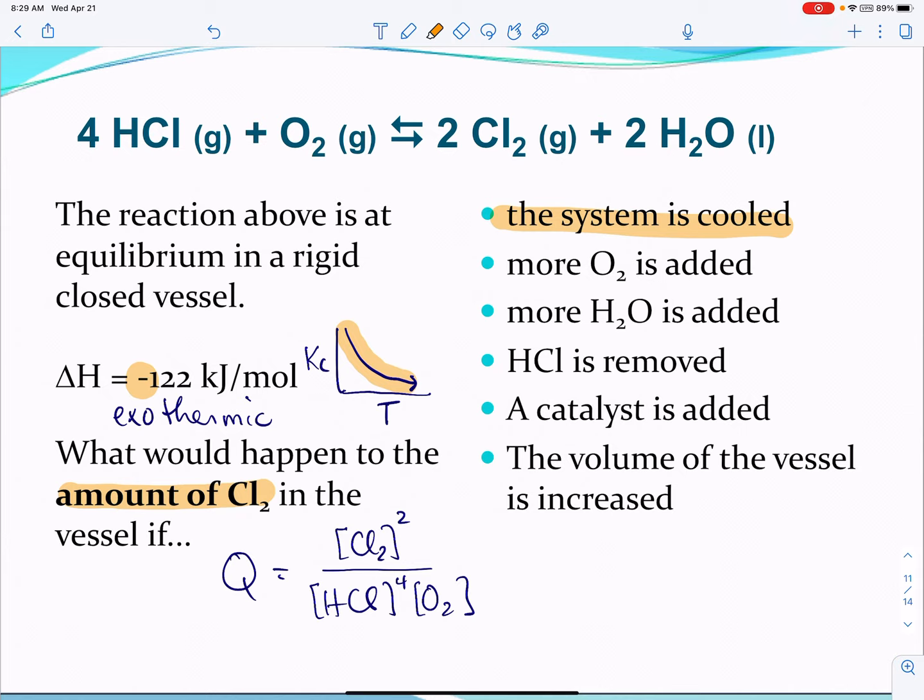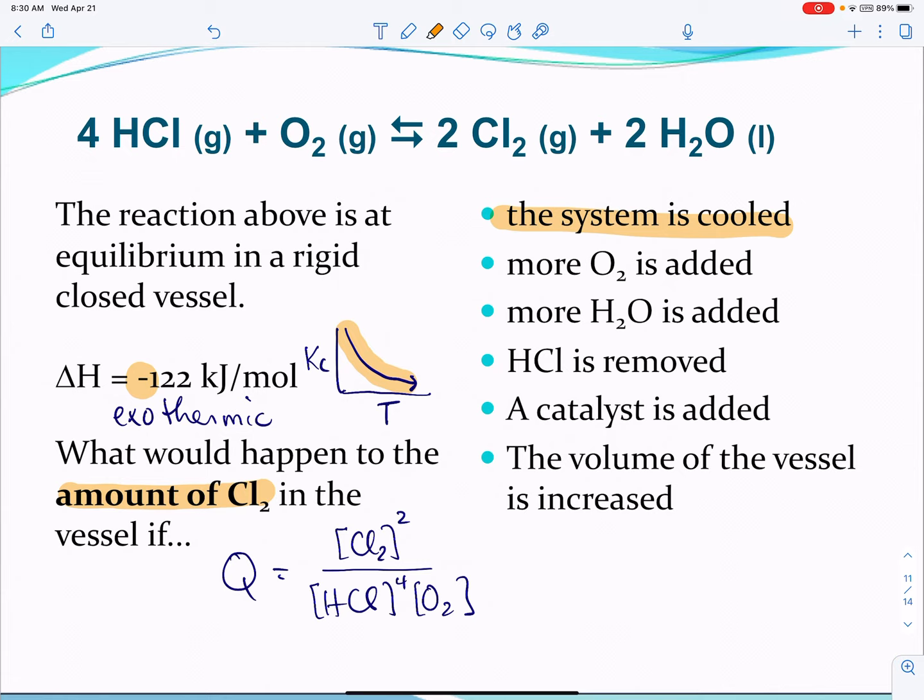Okay, pause the video if you need to jot these things down. So we said Q didn't change, we said Kc increased. So the next thing I would say is, therefore Q is less than Kc. If Q didn't change but Kc got bigger, then Q is now less than Kc. And as we just mentioned, when Q is less than Kc, you get a forward shift in equilibrium.